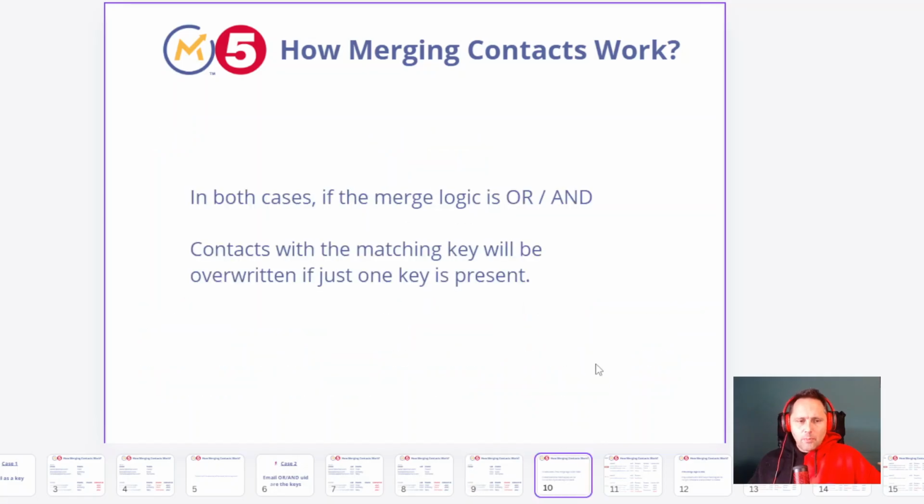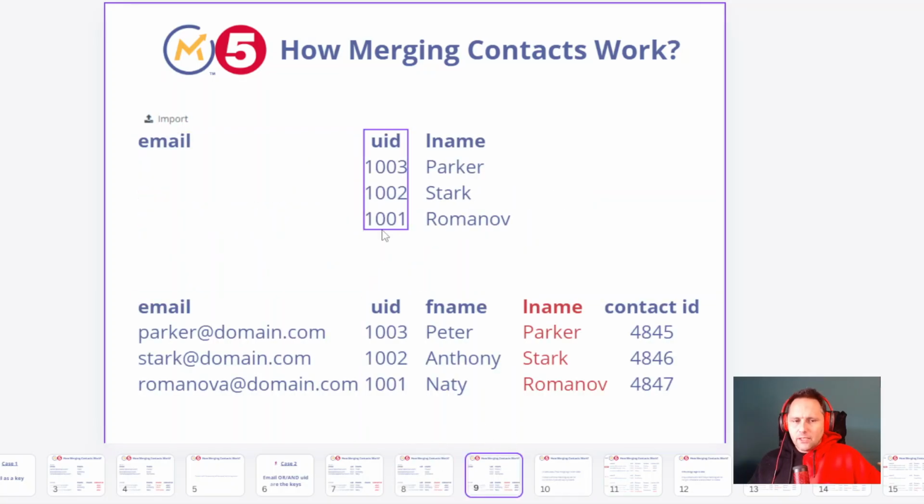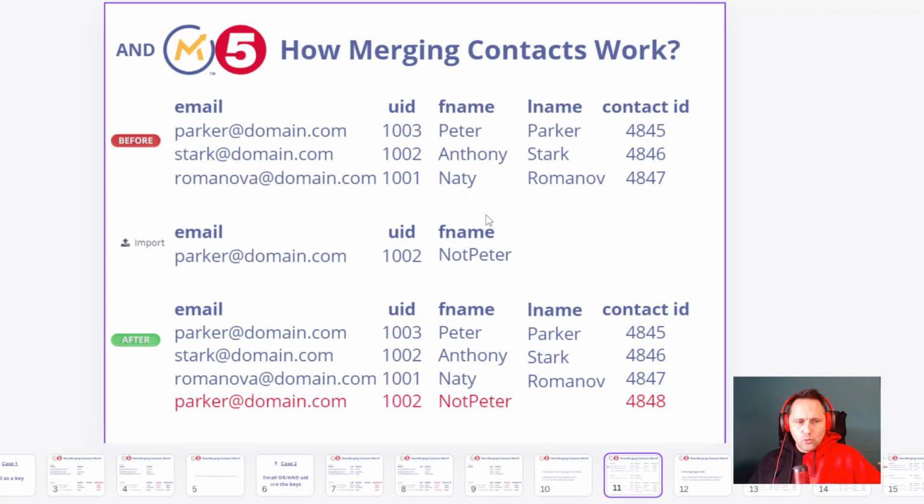So to sum up, in both cases, whether the merge logic is OR or AND, the contacts with the matching key will be overwritten, also if just one key is present. So if you import based on the email or based on the UID, the matching will be perfect. Cool. So let's do a little bit of mix-up now.